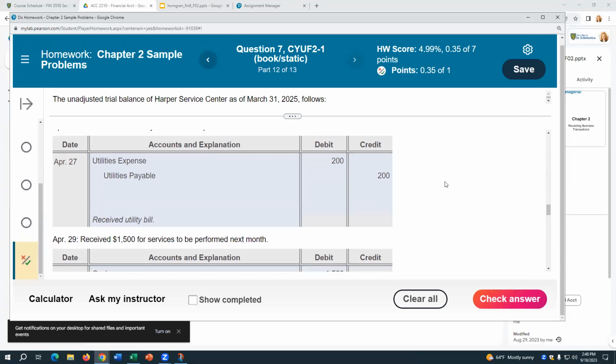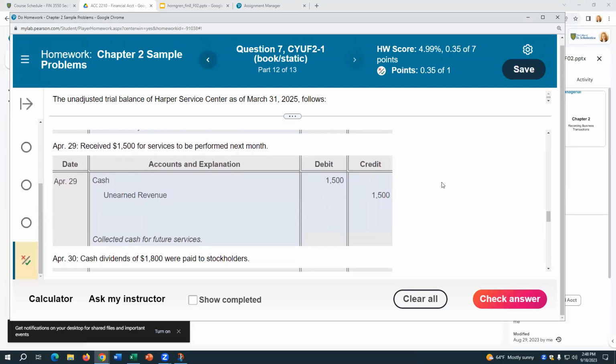Okay, and then on the 29th, we received $1,500 for services to be performed next month. So if we have not done that yet, then we have that liability for it, right? Just like in the last problem. So we're debiting cash to show that we received the cash, but then we're crediting that unearned revenue again. So that's exactly like the entry we just did.